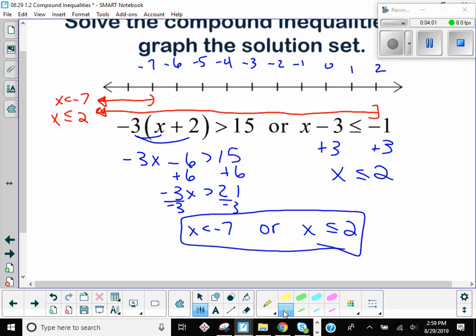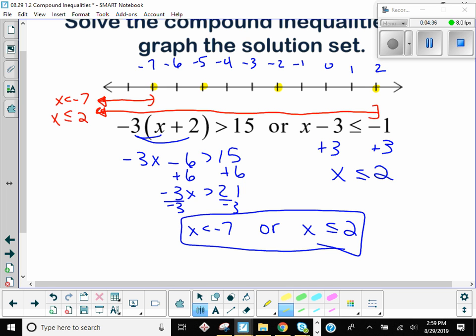So that would work. Does -5 satisfy one or the other? Yeah. So does 2 satisfy one or the other? Does 3? No. 3 doesn't satisfy either one, right? Does -7 satisfy one or the other? It doesn't satisfy the top one, but it is included on the bottom one. And then what about -8? -8 happens to satisfy both of them.